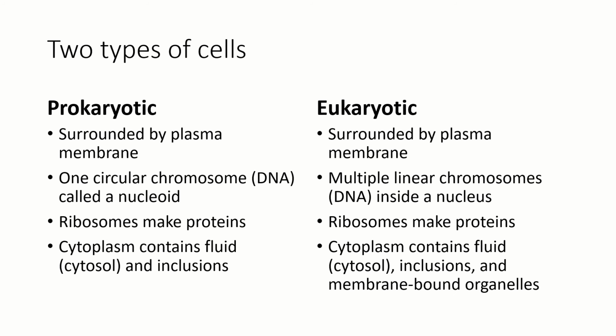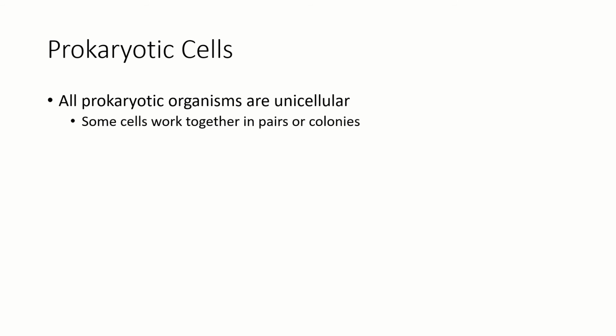And both types of cells are filled with what we call the cytoplasm. And the cytoplasm is just everything that's inside the cell except, in a eukaryotic cell, the nucleus. Okay, so it doesn't include the plasma membrane and it doesn't include the nucleus. In a prokaryotic cell, there's fluid, which we call the cytosol, and then there are things called inclusions, which are chemicals and other structures that don't have membranes. In a eukaryotic cell, there's the fluid, the cytosol, the inclusions, and then there are also these things called membrane-bound organelles.